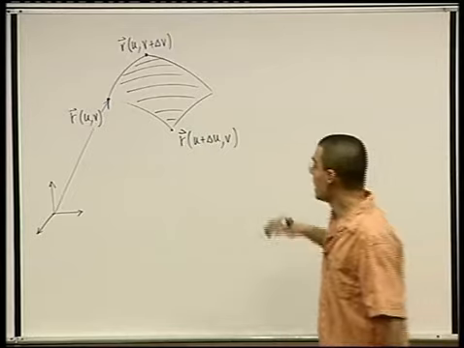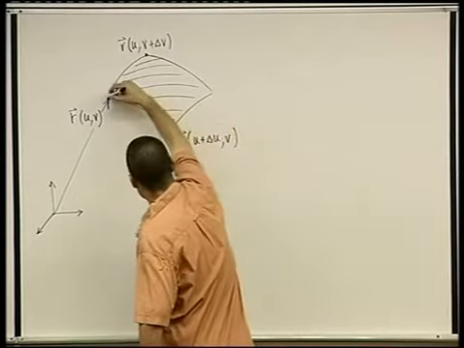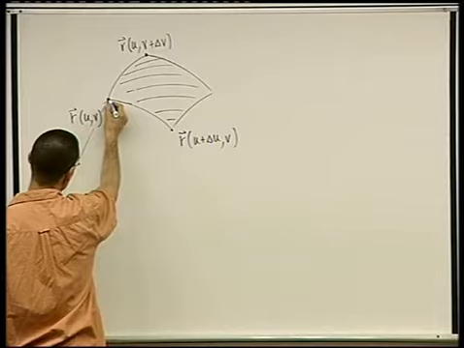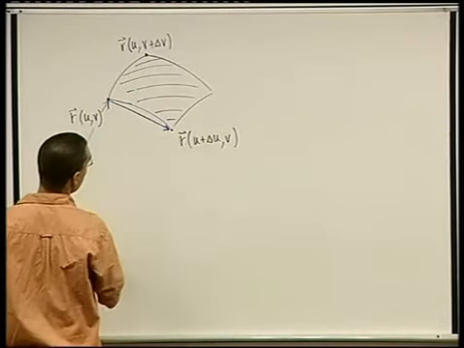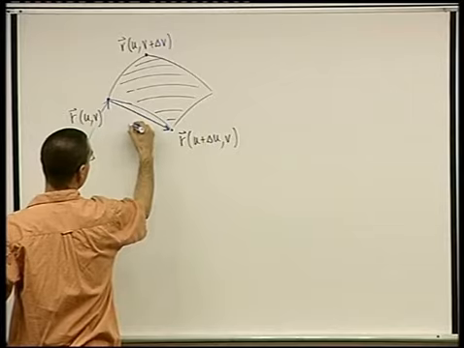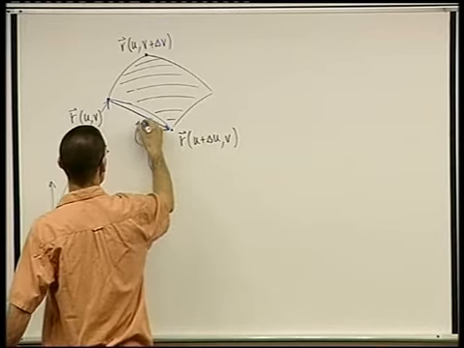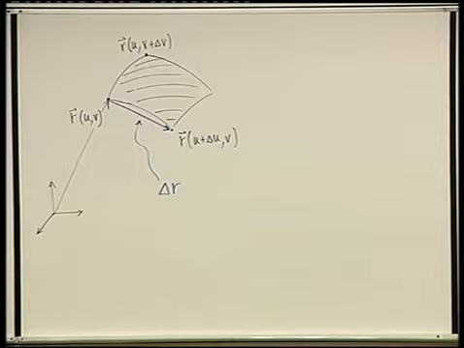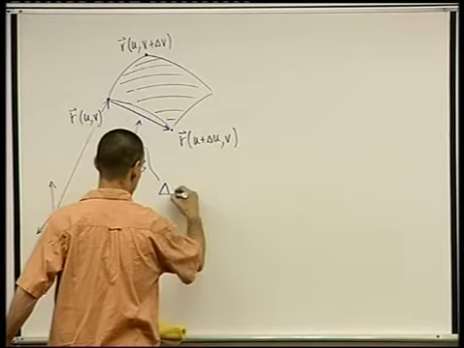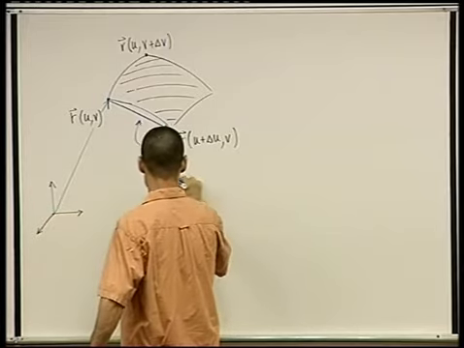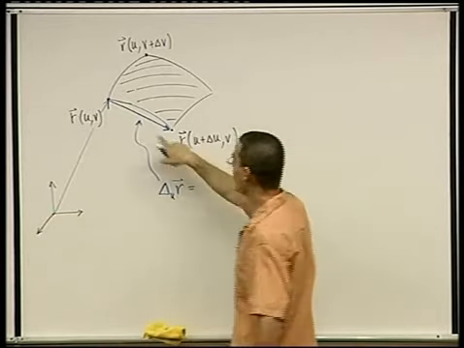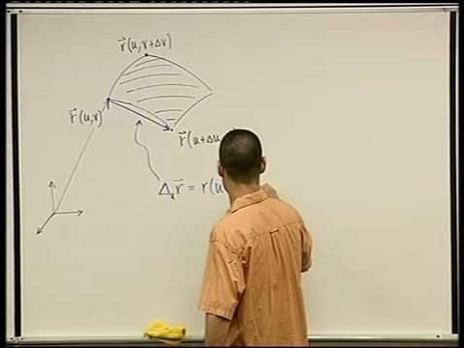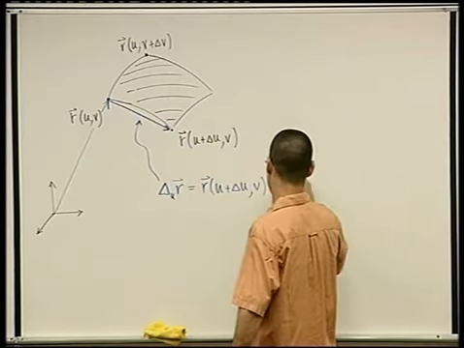Clear? And now we can find the vectors that connect these points. So there's going to be a vector here, and I'm going to call this vector delta sub u of r. These are temporary names. So what is this thing? It's the difference between these two, right? So it's r of u plus delta u, v minus r of u, v.